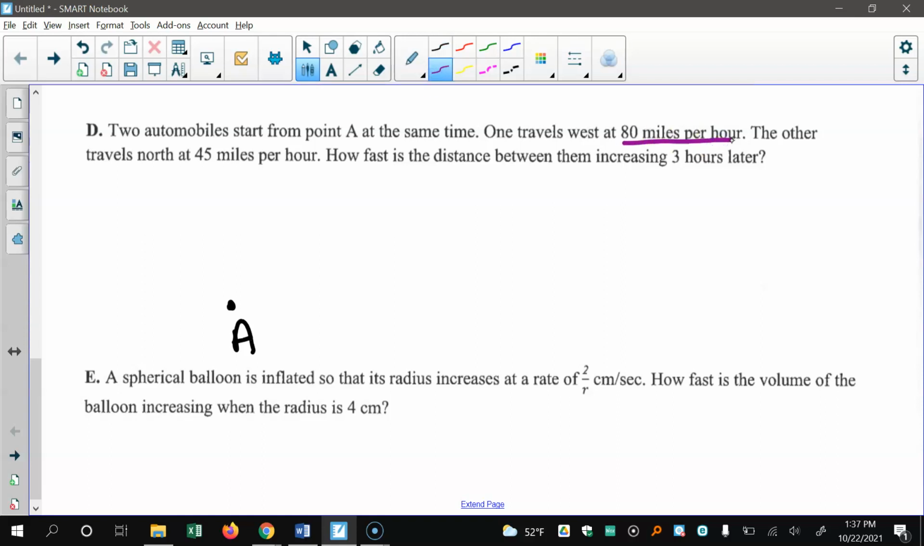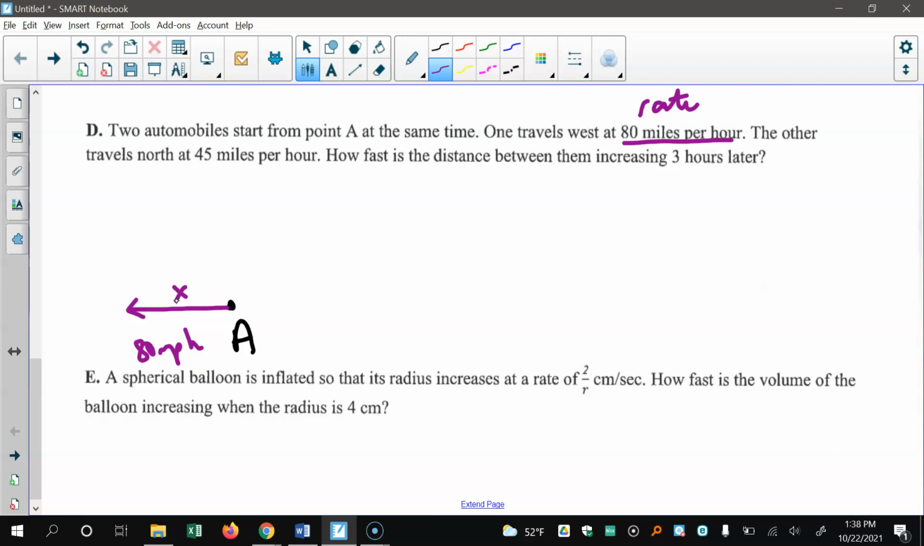The thing I noticed about this 80 miles an hour, in addition to the travels west, is that this is a rate of change. This is a derivative value. We have one car going west. Here's west, and that's 80 miles an hour. Because this car is in motion, we don't know where the car is at. It's still driving. While we can say that the car is going 80 miles an hour, its position at any time is unknown. So we'll just say that that's an X.